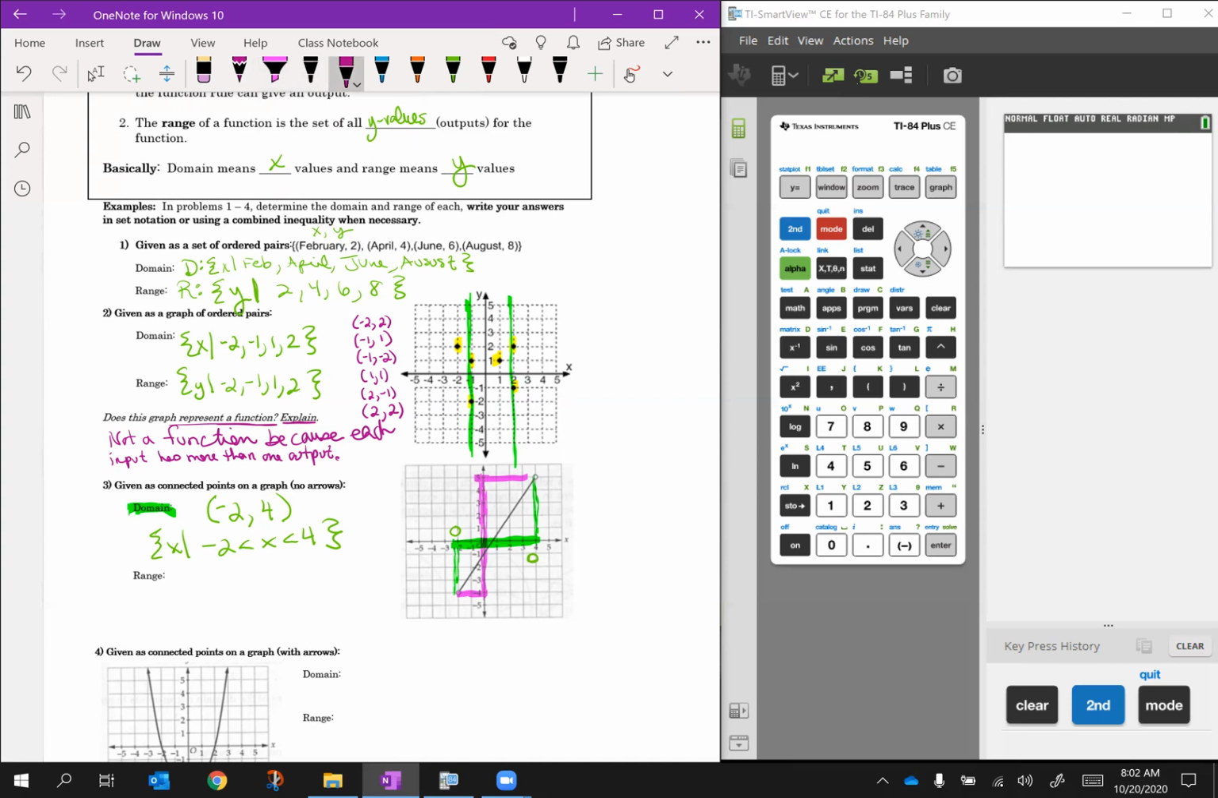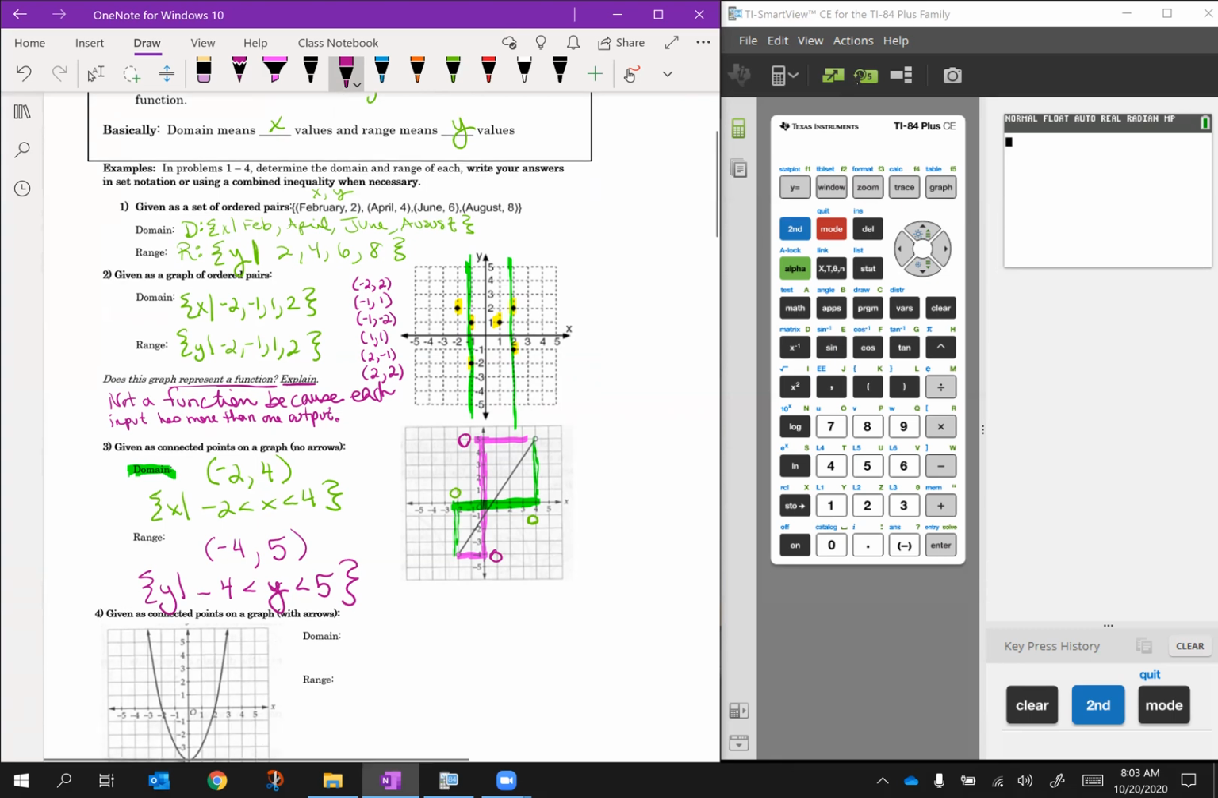So my range, again, it's an open circle because it's not included. So if I'm looking at it in interval notation, the lowest it goes is -4. The highest it goes is 5. As a combined inequality, it would be -4 is less than y, which is less than 5. So graphs are a little bit trickier because we have to do the whole interval. It's not just a list of numbers.